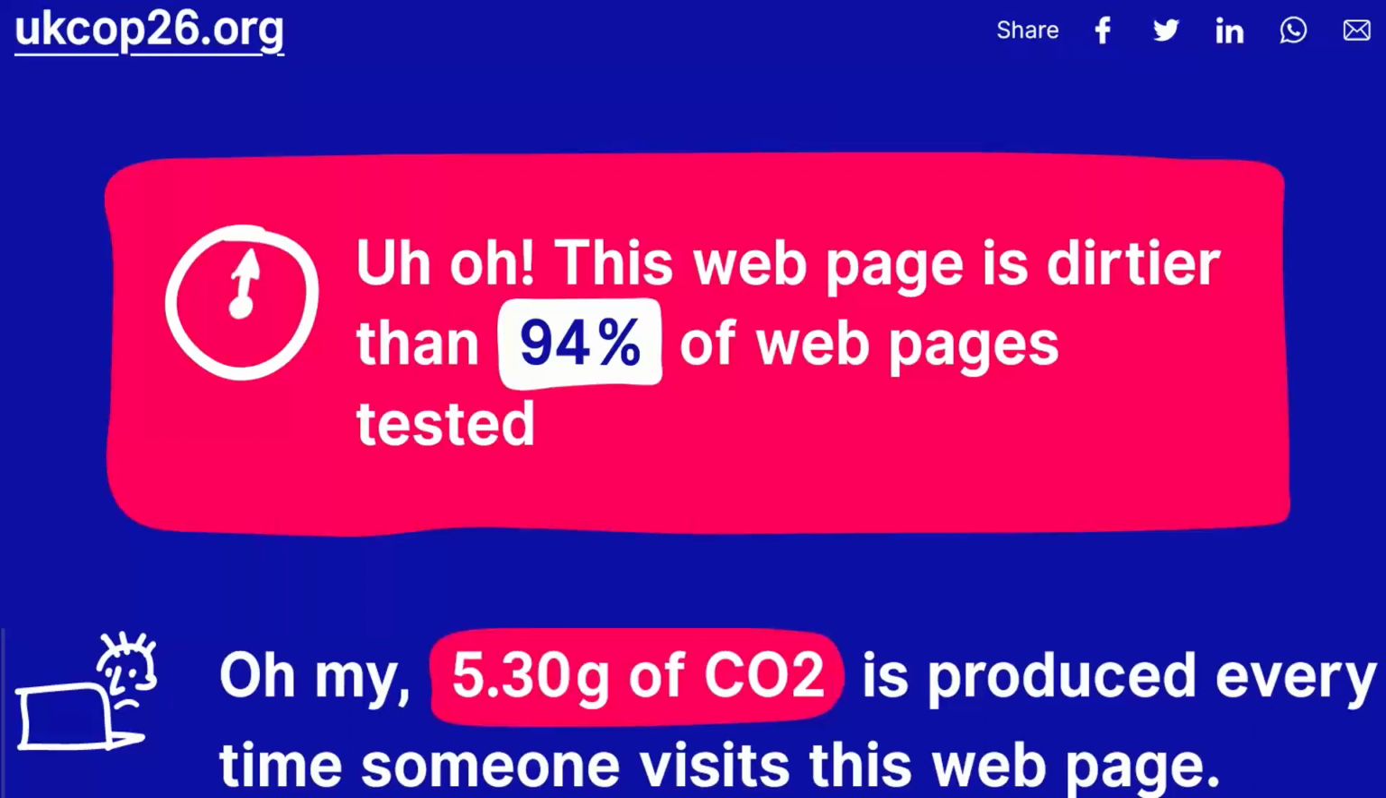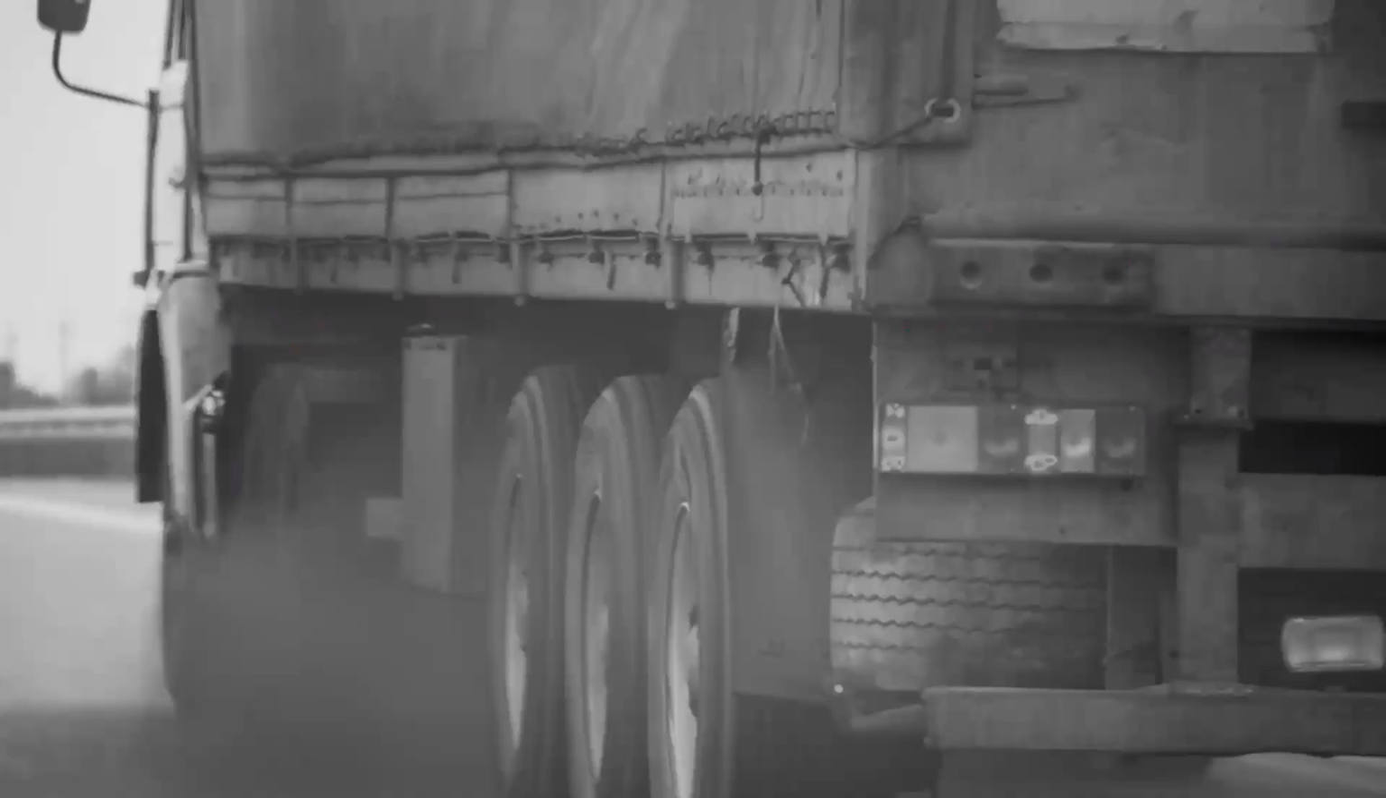Now, to get that into some degree of context, best practice would be something like gov.uk, where every visit would emit about 0.18 grams. So this is a massively polluting website, an incredibly badly designed website. It's like a 20-year-old badly maintained diesel truck. That's the damage it is doing on the web.